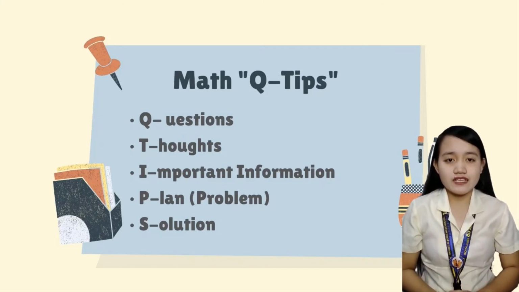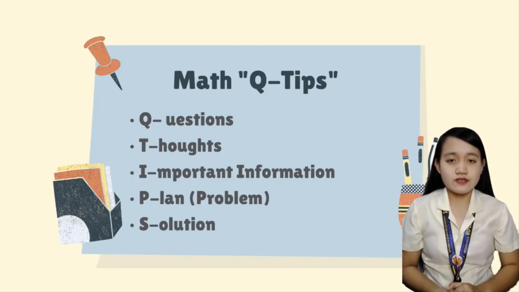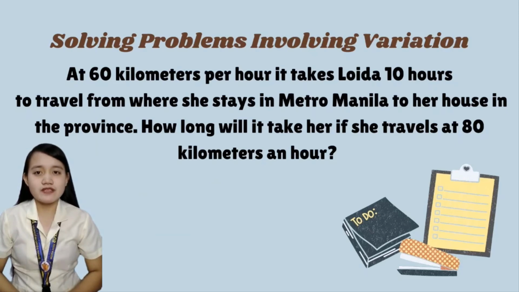And now, are you ready class to learn our new topic or lesson? So, here we go. Here's the problem involving variation. At 60 kilometers per hour, it takes Loida 10 hours to travel from where she stays in Metro Manila to her house in the province. How long will it take her if she travels at 80 kilometers an hour?